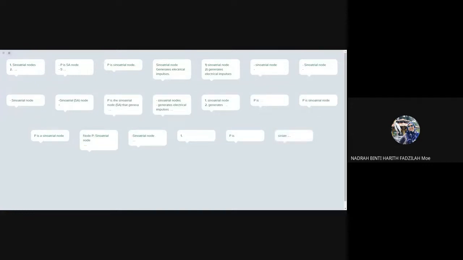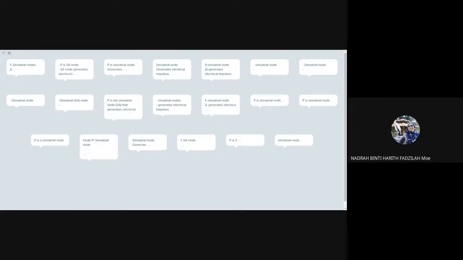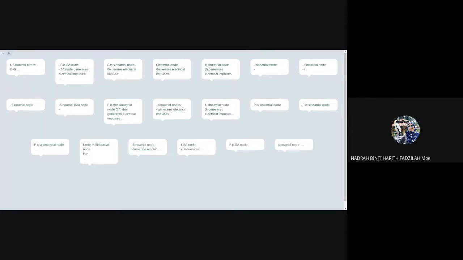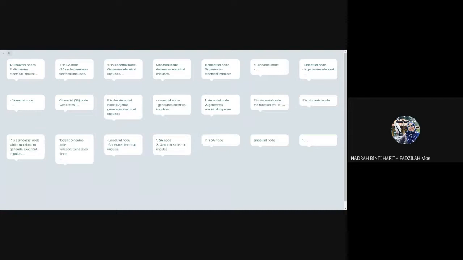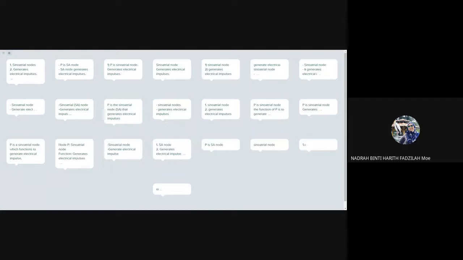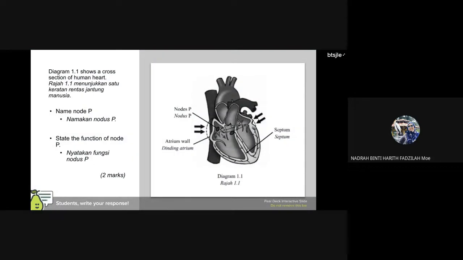Good job everyone. So its function is, apa fungsi dia? Awal-awal tadi dia buat apa? Yes, generate electrical impulse. Very good everyone. Okay, so simple saja soalan ni. Dia minta kita namakan, lepas tu dia minta kita nyatakan fungsi. So ini adalah level recall saja ya, soalan untuk mengingat sahaja.